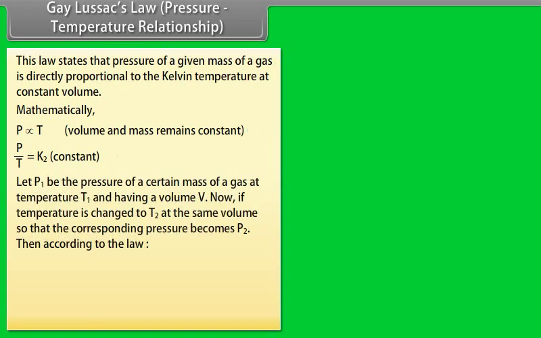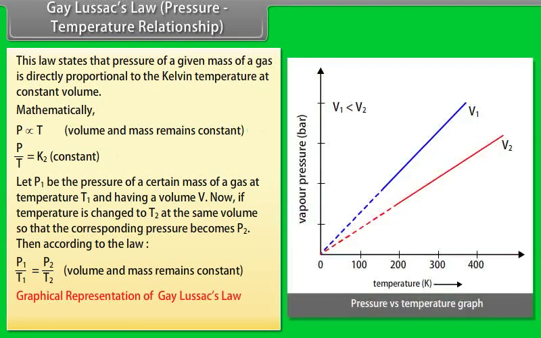Let P1 be the pressure of a certain mass of a gas at temperature T1 and having a volume V. Now, if the temperature is changed to T2 at the same volume so that the corresponding pressure becomes P2, then, according to the law, P1 by T1 is equal to P2 by T2. Volume and mass remain constant. Graphical representation of Gay-Lussac's law. Each line of this graph is called an isochore.